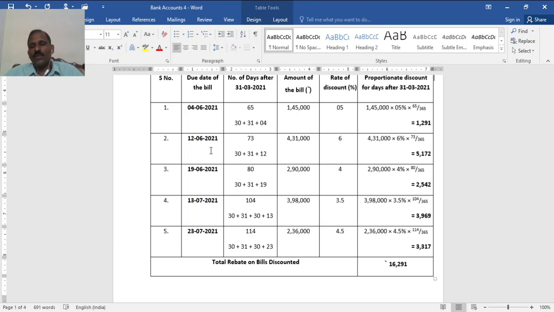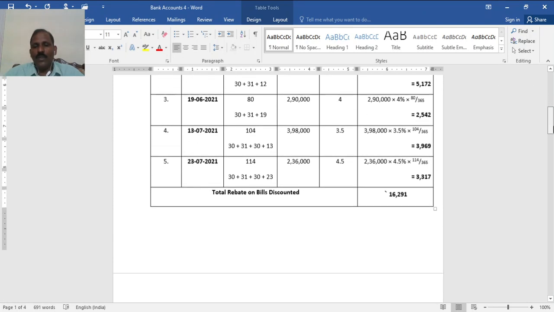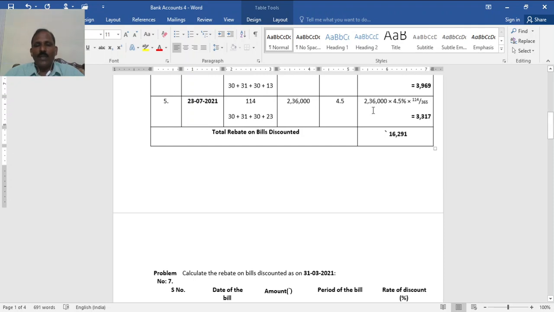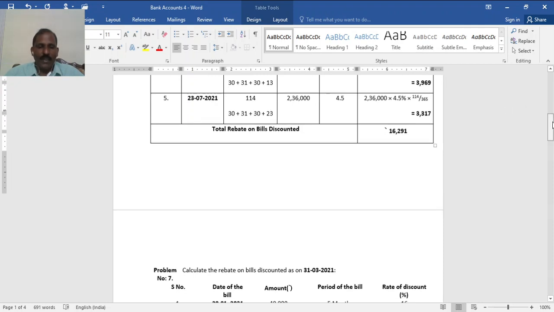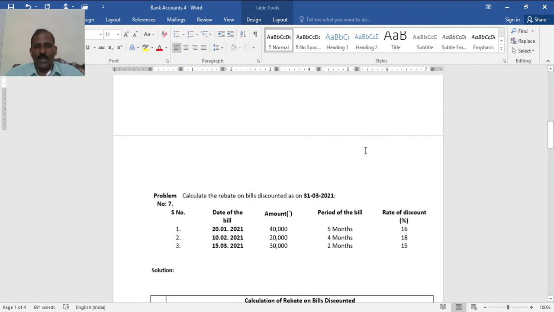It is 3,317. Total, when you add all these amounts of rebate, you will get 16,291. That is the total amount of rebate outstanding. Here in this problem only this much is asked.